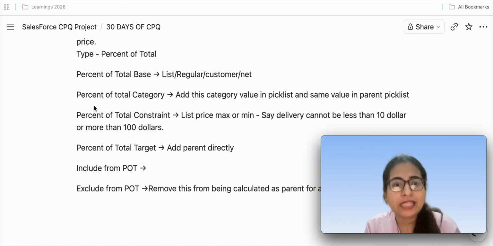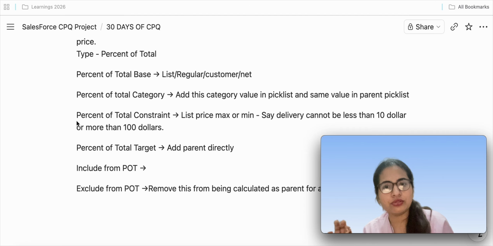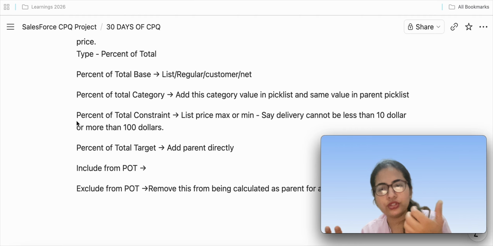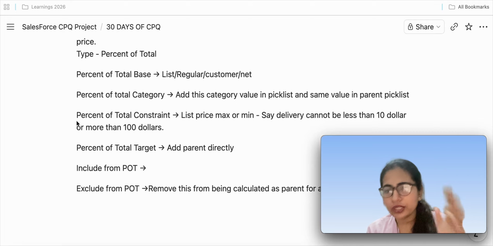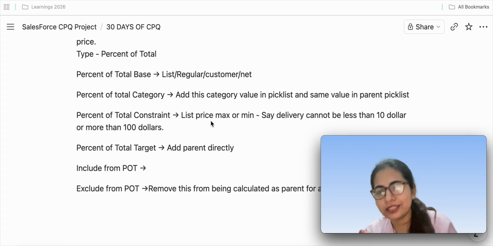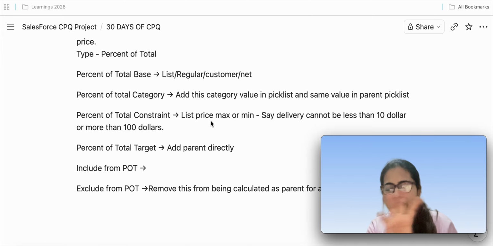Then comes the percent of total constraint. For example, the delivery is costing you $100, but it is 1% of the car. The car is costing really little in some scenario, and you want the delivery to be at least $50. You don't want less than that. In this scenario, you can mark the list price as minimum. So this field would be used in those scenarios.